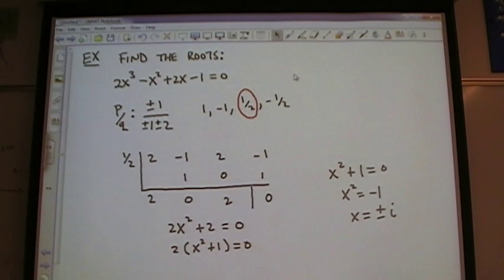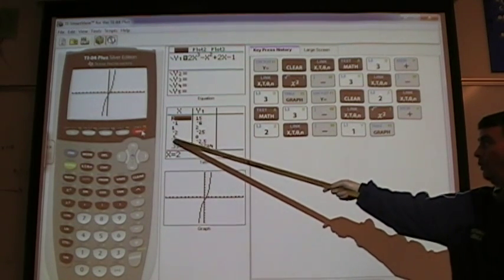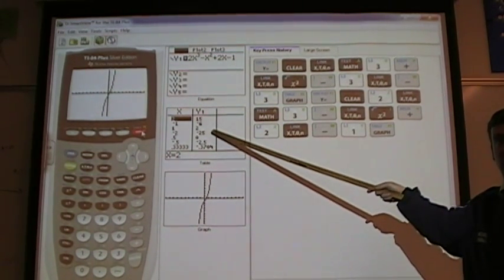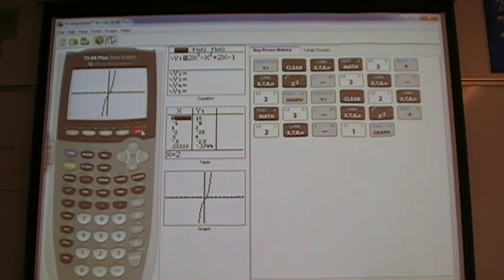We know what our possible rational zeros are. What are they? 1, negative 1, 1/2, and negative 1/2. So when you hit graph, the only one that looks like it's going to work is 1/2. You know 1 and negative 1 don't work just based on the curve. You know negative 1/2 doesn't work. And if you look at your table, 1/2 is right here. It does work. So that is your only rational root. So your other two roots are either going to be irrational or imaginary.